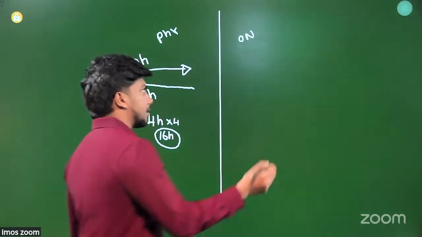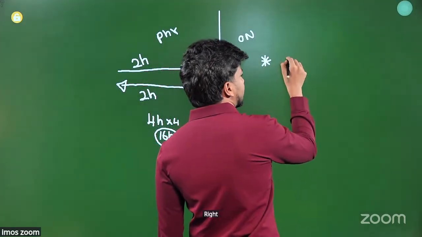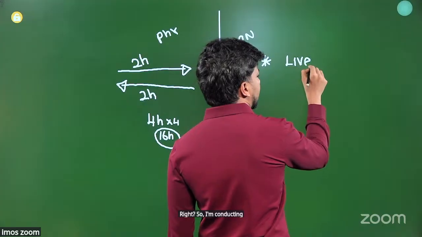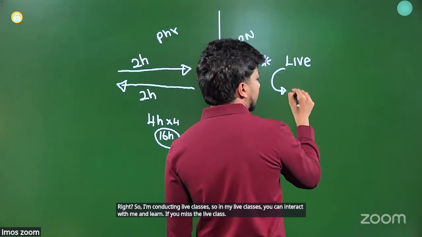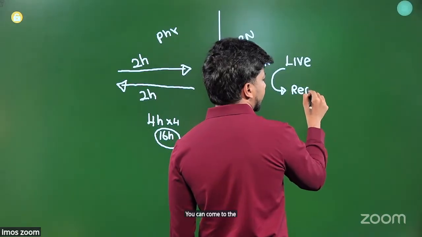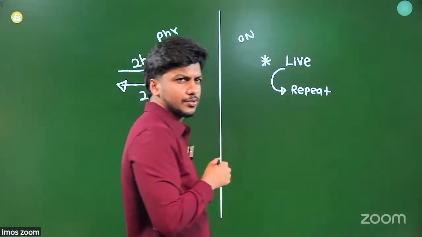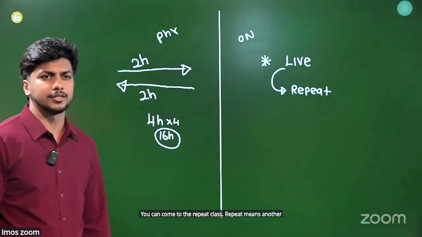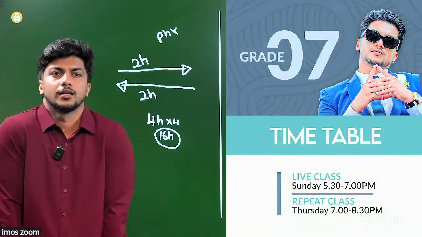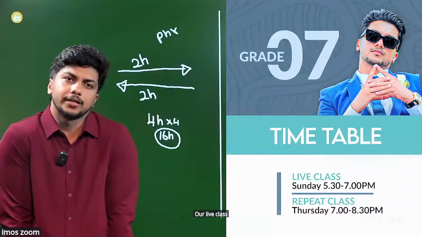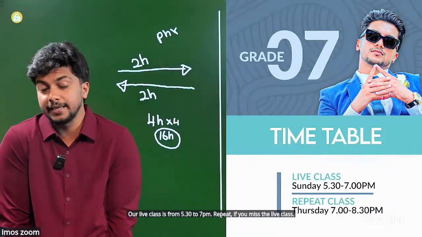In my class, you don't need to go anywhere, right? I'm conducting live classes. In my live classes, you can interact with me and learn. If you miss the live class, you can come to the repeat class. Repeat means another Zoom. This is a timetable. Our live class is from 5:30 to 7 p.m. If you miss the live class, you can come to the repeat.